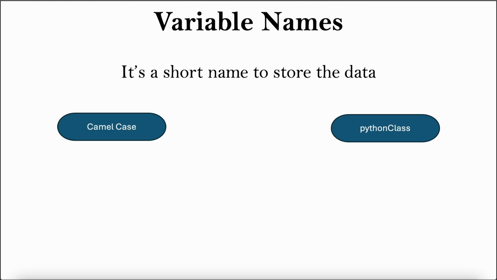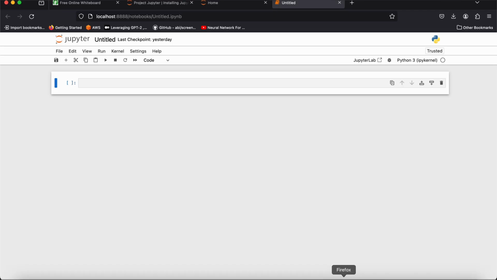For example, there are different types of variables. One is called camel case, like this is how you can write. If you write Python class, then it will create a variable. If you don't know what software we are using, please check out our second video, where we also covered how you can install the software on your system.